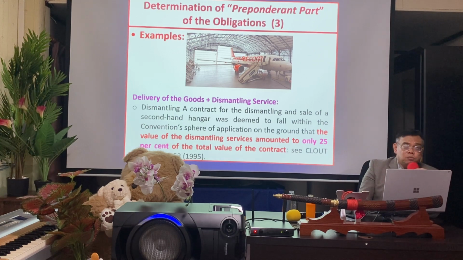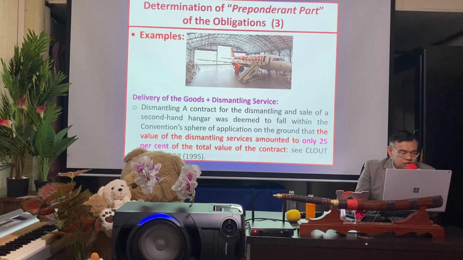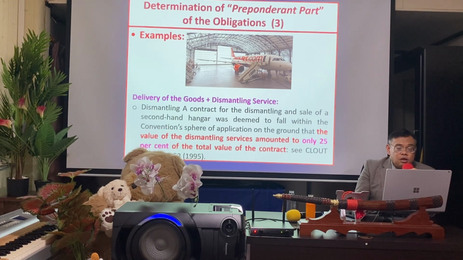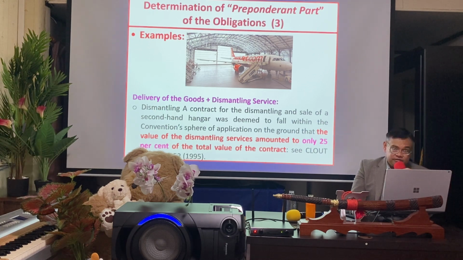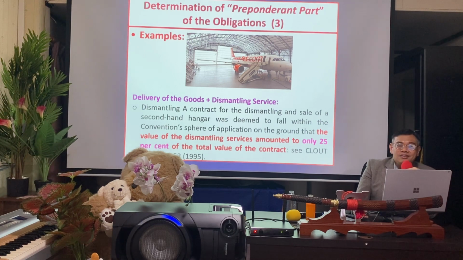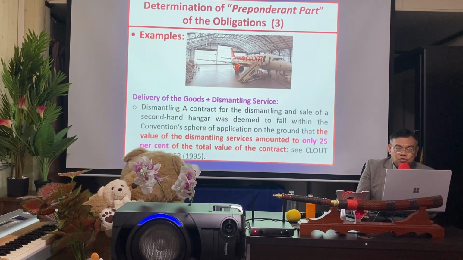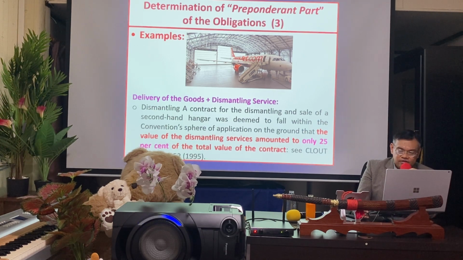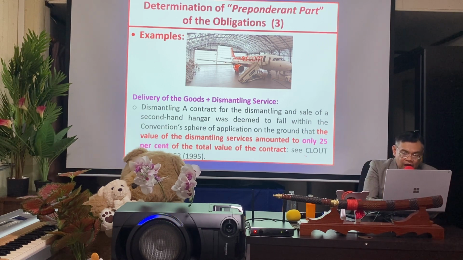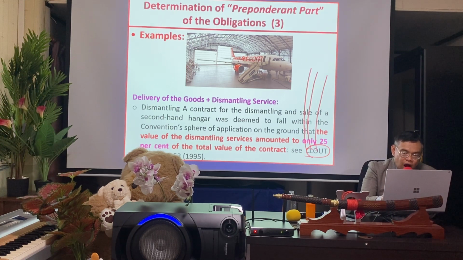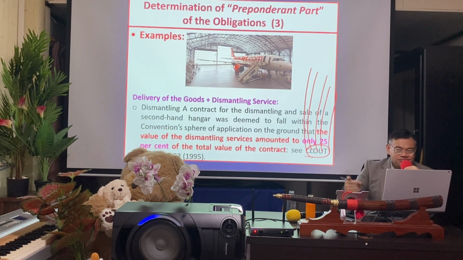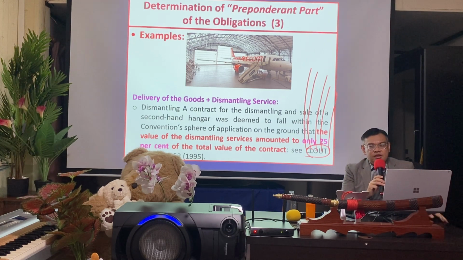We have an example. This is a real case which has been brought, I can't remember, to the court or to the arbitral tribunal. For your information, UNCITRAL, the United Nations Commission on International Trade Law, has established a database for storing the cases which have been brought before the court or before the arbitral tribunal. Those cases found on such a database are called CLOUT cases. CLOUT stands for Case Law on UNCITRAL.